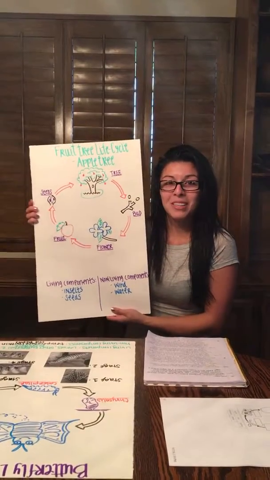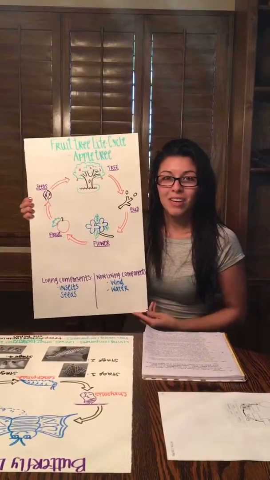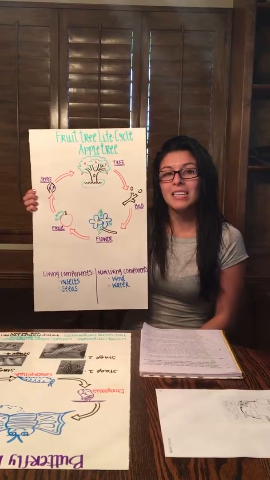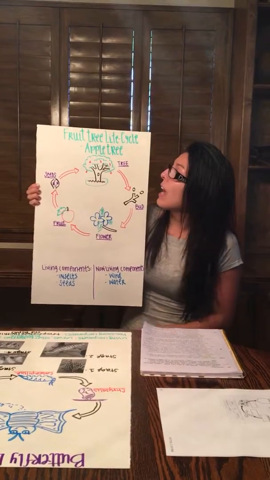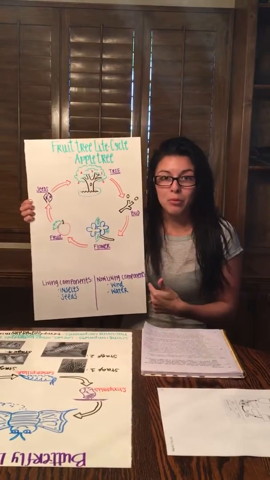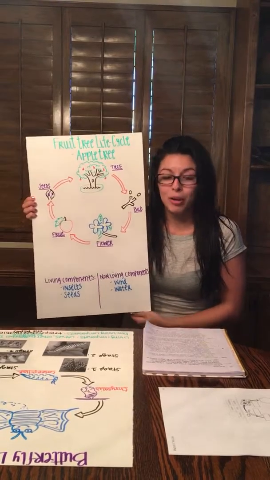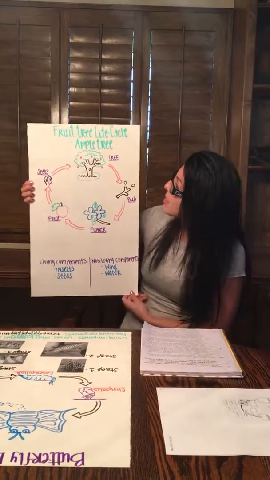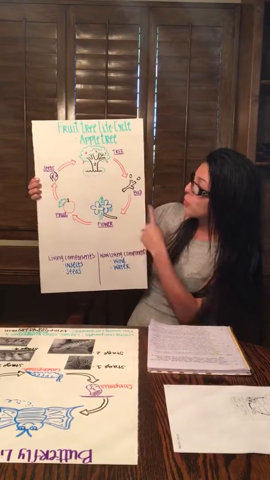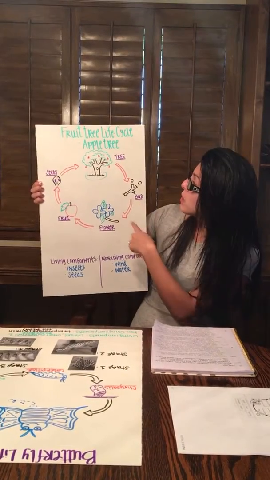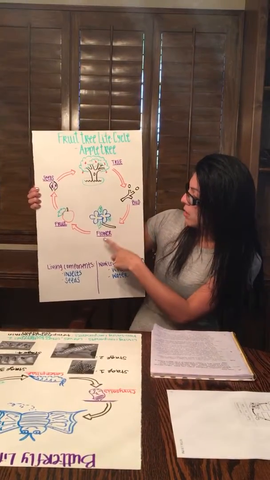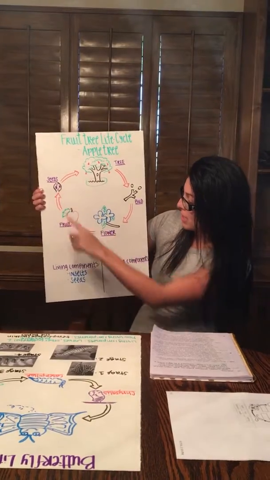Hi everyone, I'm Elisa, and my life cycle presentation this week I did on fruit trees, and I specified an apple tree, and then I did a butterfly. So first I made this diagram of the tree cycle. It goes tree, bud, flower, fruit, and seeds.